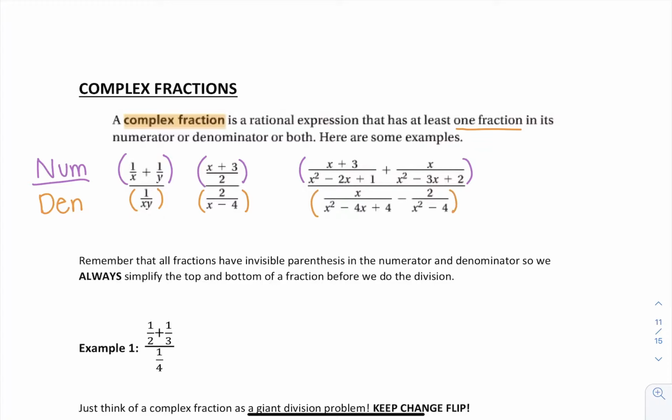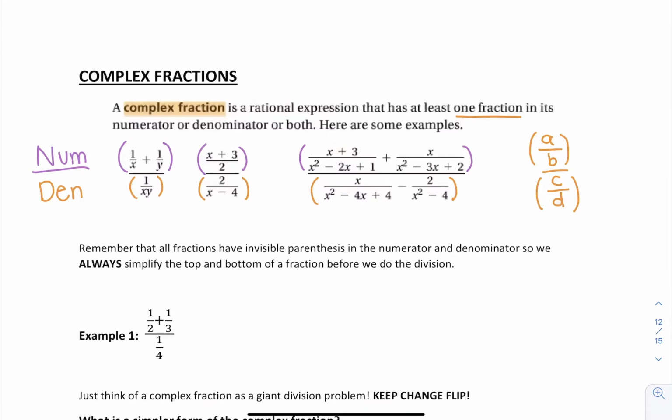When you see this, it might look like you have something over something, over something over something, and that can seem tedious or scary because it has three denominators. What you can do is take the first two, call that the numerator, take the second two, call that the denominator. Then it doesn't look so bad. If you color code it or put parentheses around it, it helps you see what's going on. Remember that all fractions have these invisible parentheses in the numerator and denominator.